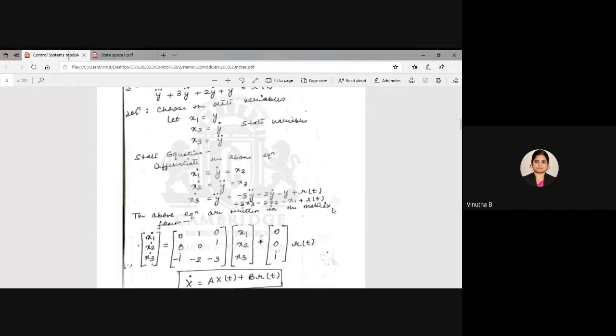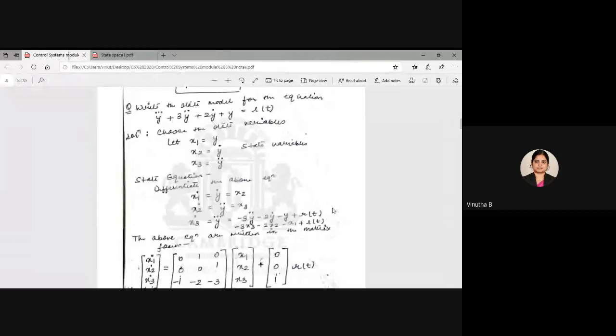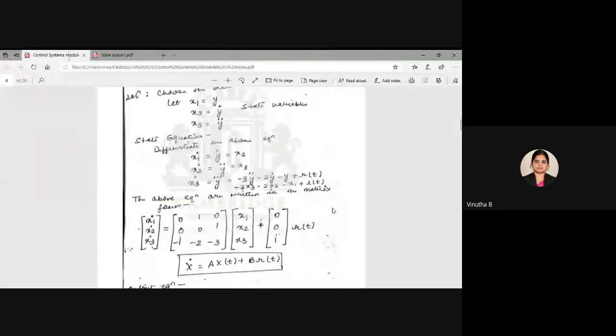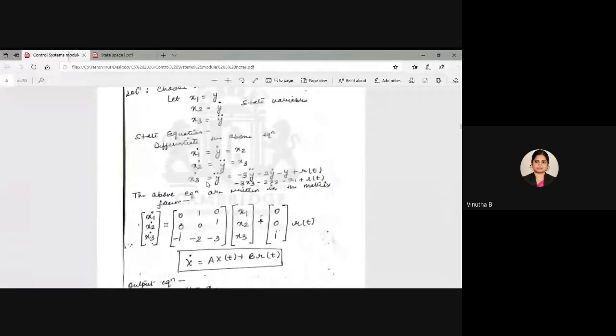Please make a note of whatever I am explaining here. Then the above equations are written in matrix form. So you have to now write it down in matrix form. How do you do that? x1 bar, x2 bar, x3 bar, you put in one matrix, which is equal to, now you can see for x1 bar, we have x2. So what about the x1 and x3 terms? They will become 0. So 0, 1, 0. Now x2 bar will be what? It is x3. That means x1 and x2 will be 0, and in the place of x3 you write 1.